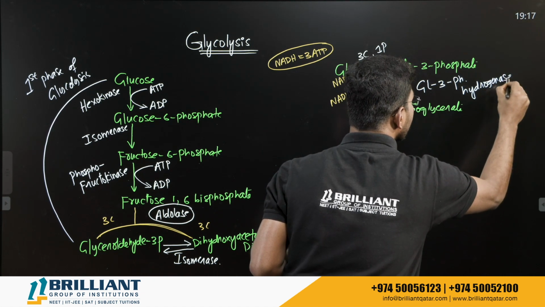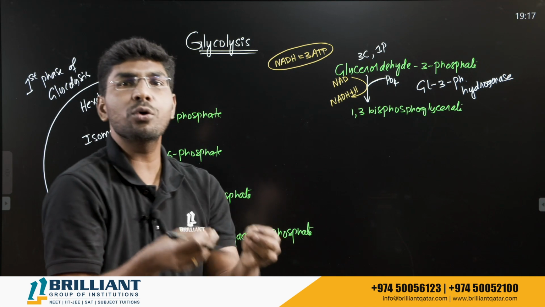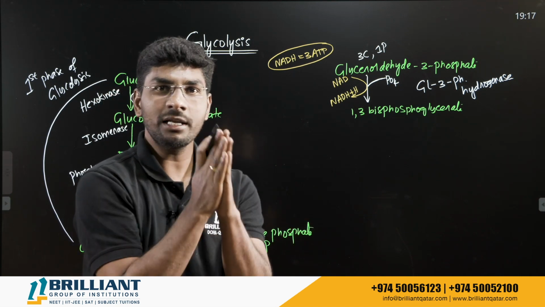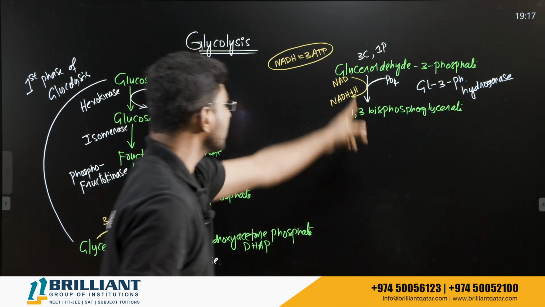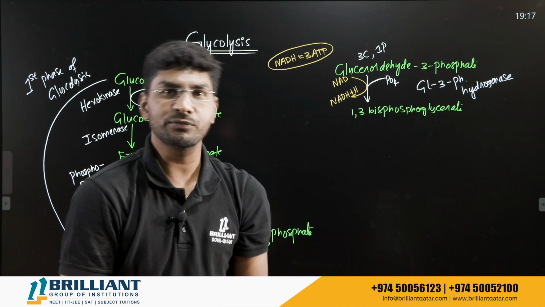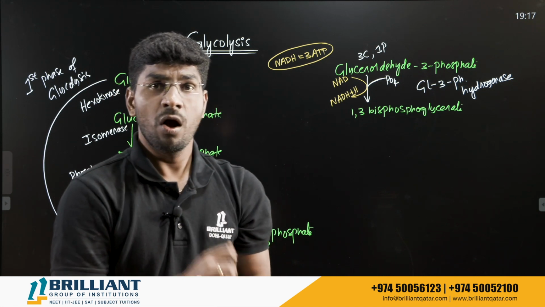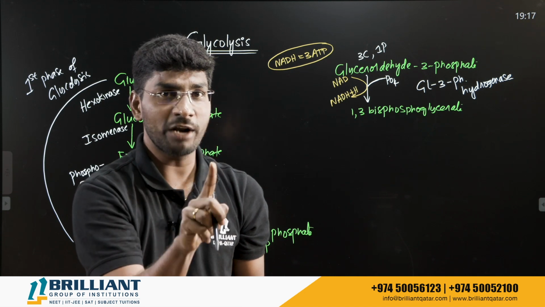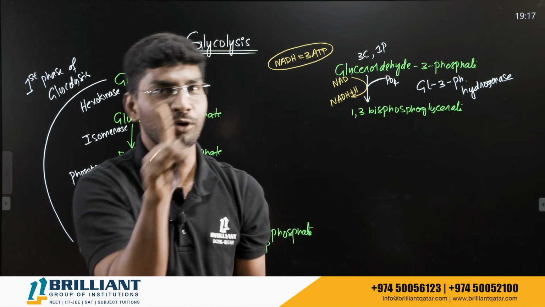Glyceraldehyde 3-phosphate dehydrogenase enzyme catalyzes this step. That means this enzyme will convert glyceraldehyde 3-phosphate into 1,3-bisphosphoglycerate. Now 1,3-bisphosphoglycerate has 2 phosphates: 1 phosphate on the first carbon, 1 phosphate on the third carbon.